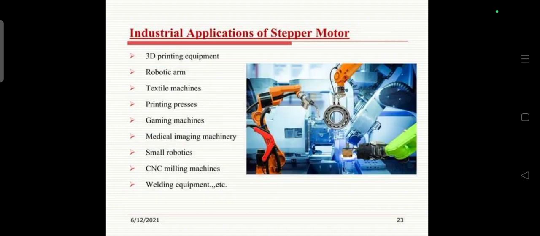Then the industrial applications of the stepper motor. The main applications of the stepper motor in industry are 3D printing equipment, robotic arms, textile machines, printing presses, gaming machines, medical imaging machinery, small robotics, CNC milling machines, welding equipment, etc. These are the industrial applications of the stepper motor.